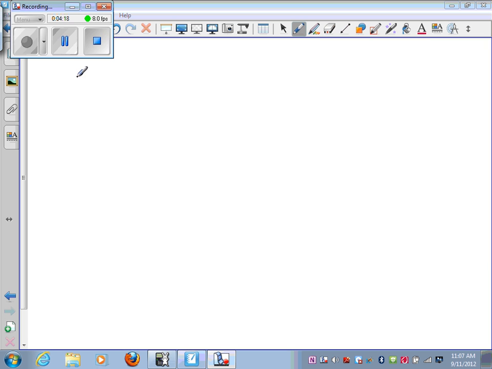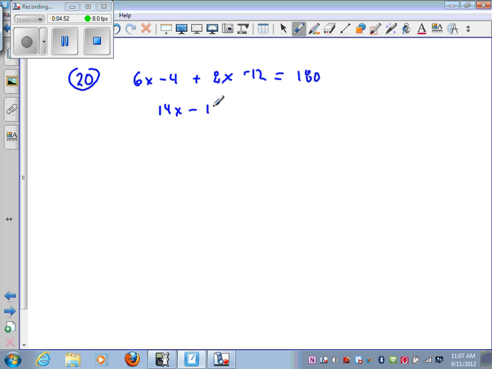Now the next one I'm going to do is number 20. And 20 says these two angles are supplementary. So it's 6x minus 4 and 8x minus 12. So I wrote these down right. And they are supplementary angles, so they add to 180. That's 14x minus 16 equals 180. Now add 16 to both sides.